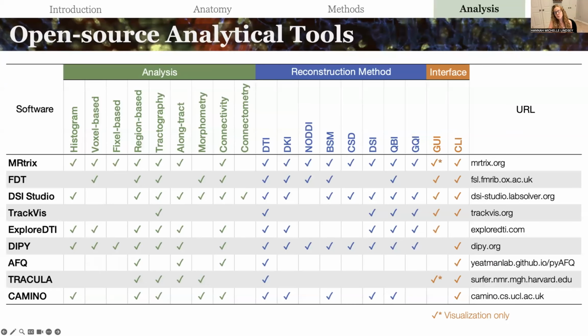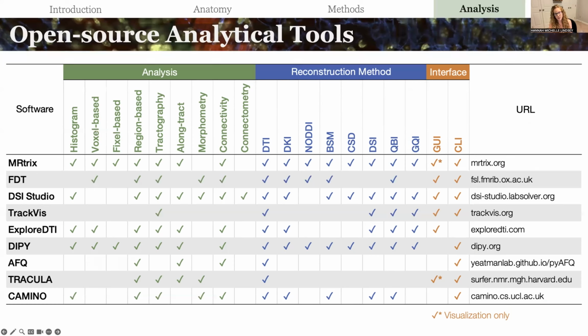Here's a list of some of the most commonly used tools to analyze diffusion imaging data. All of these are free to use, and the URLs for where you can access each are in the last column. Feel free to, again, take a screenshot of this, and you can refer to it in the future when you want to use any of these. The two columns on the right that are in orange indicate what kind of interface is available to use for each program. GUI stands for Graphical User Interface, and this just means that the software has its own visualizable window that you can work in and navigate with your mouse.